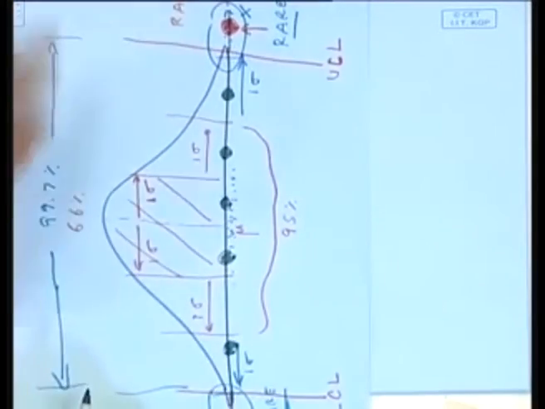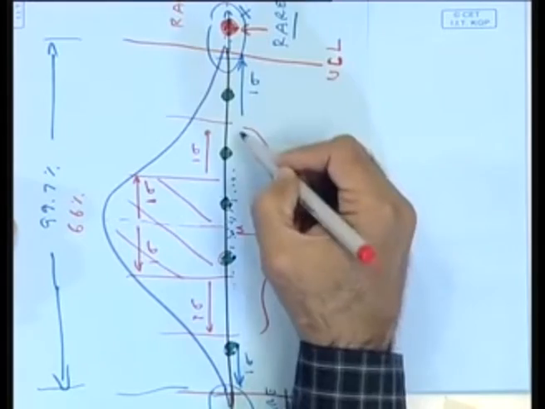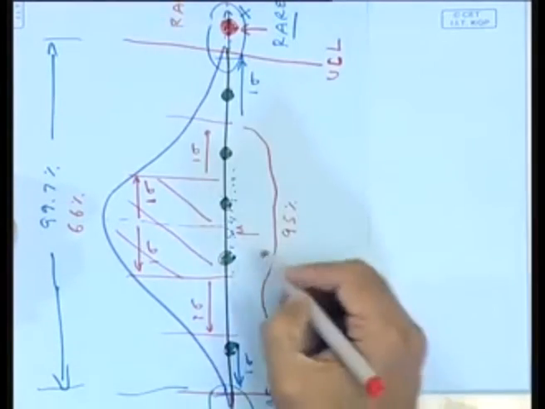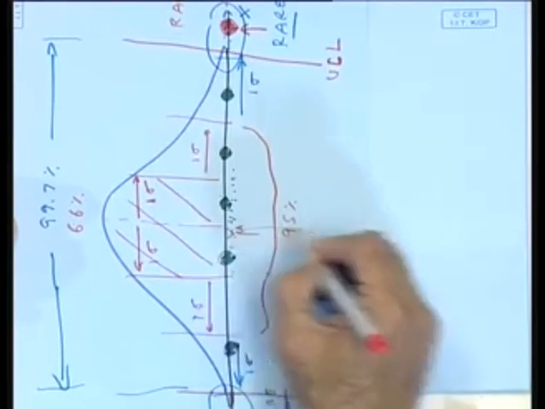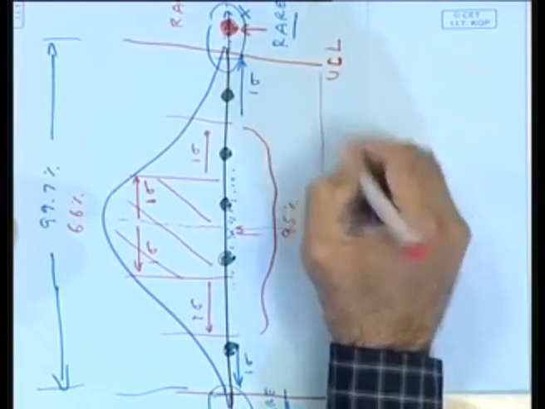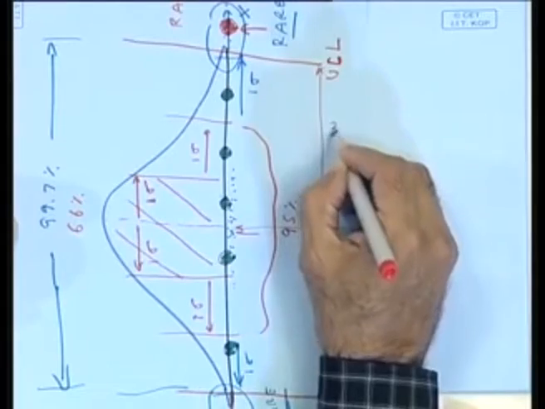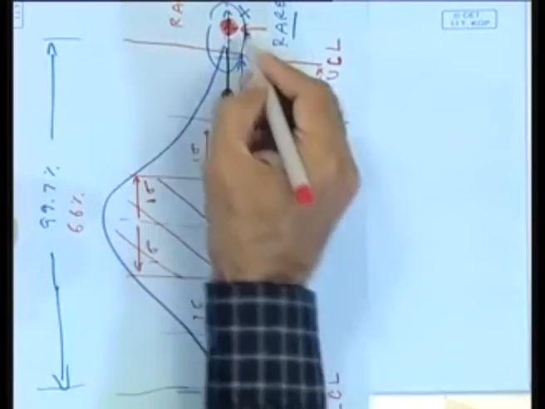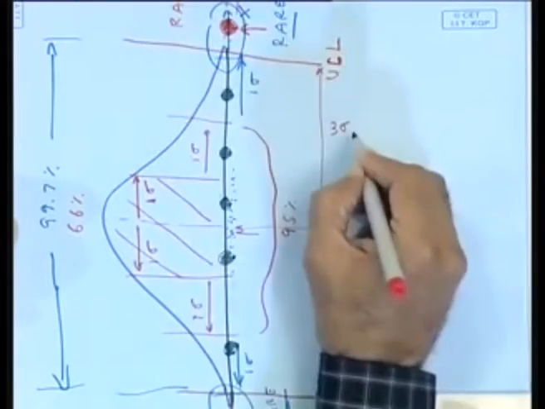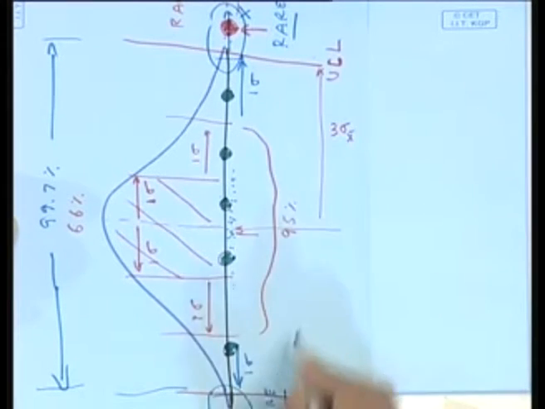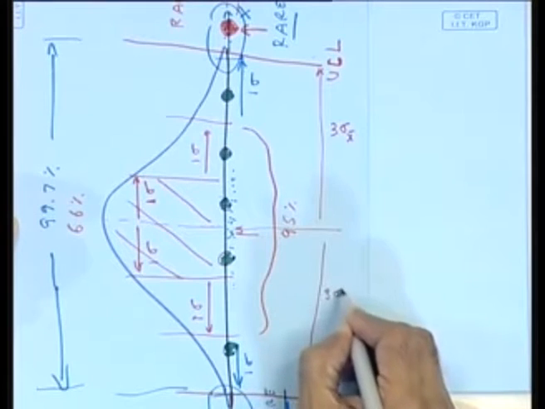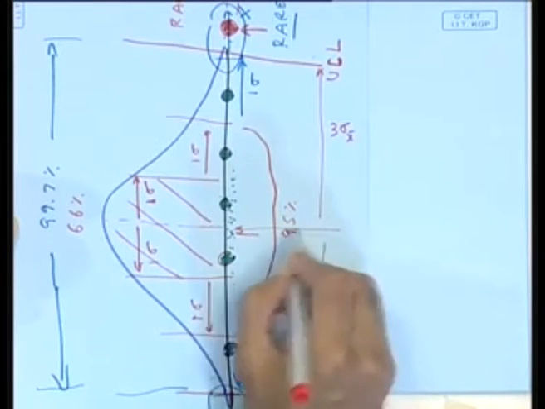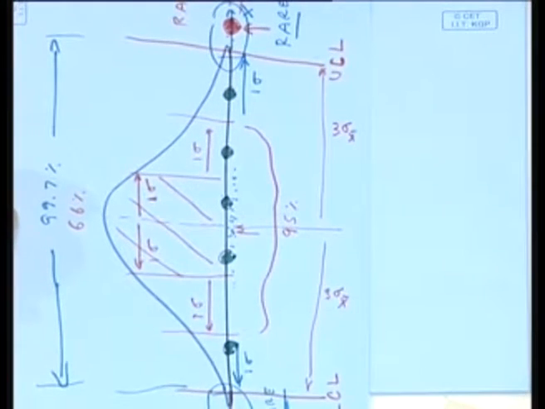Now just remember one thing, I drew the upper control limit 3 sigma away from the midpoint. So from midpoint to this point, it's 3 sigma. And because this is x bar, it will be 3 sigma x bar. And the same thing goes this way. The lower control limit is also 3 sigma x bar below the midpoint. This is the midpoint, the middle point there.